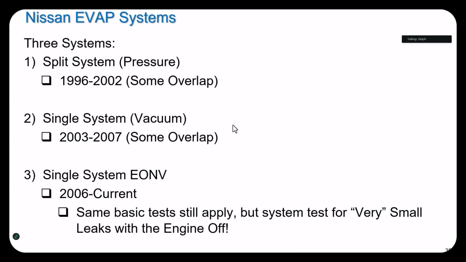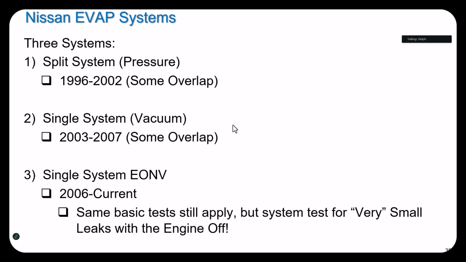If you're working with Nissan, I love Nissan EVAP systems. The first one was a little hairy, from 96 to 2002. It was more the way they ran their monitor tests than anything. But basically they use what they call a pressure system, and I'll show you that. A system tested under pressure, not vacuum.